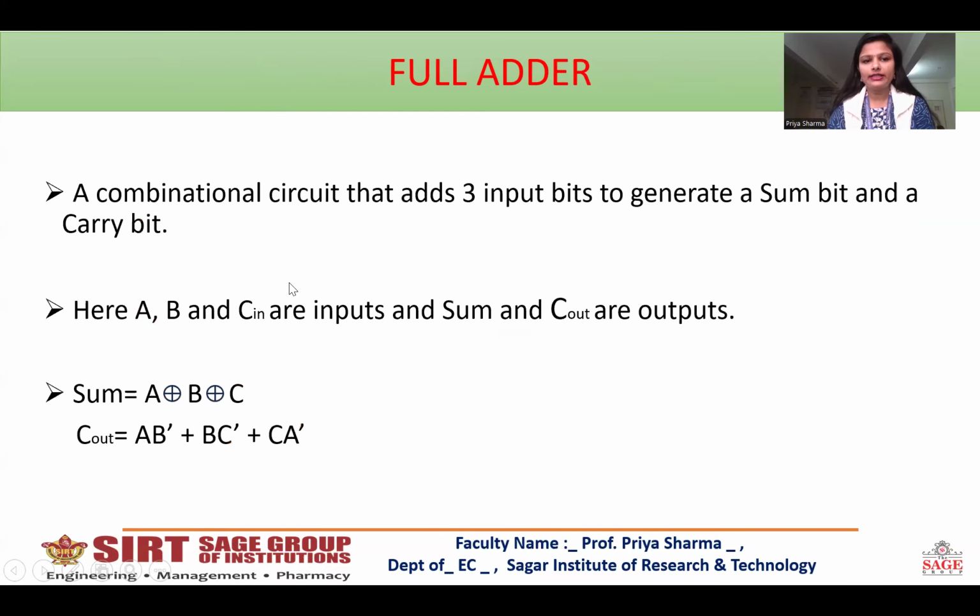Now, what is a full adder? It is also a combinational circuit that adds three input bits to generate a sum bit and a carry bit. Here, A, B, and Cin are the inputs, and the sum and the carry out or Cout are the outputs. Sum is given as A XOR B XOR C, and Cout or the carry output is given as AB + BC + CA.